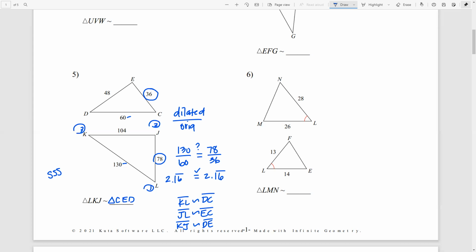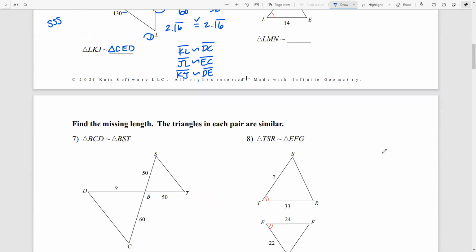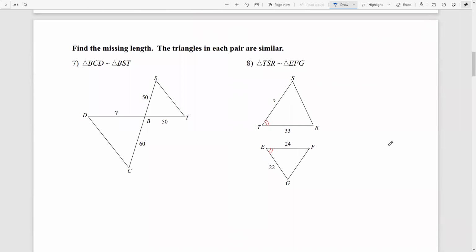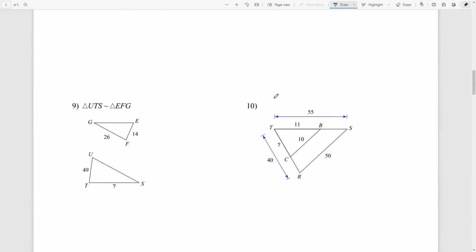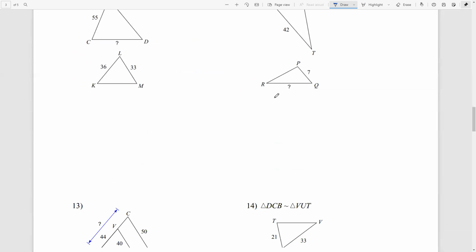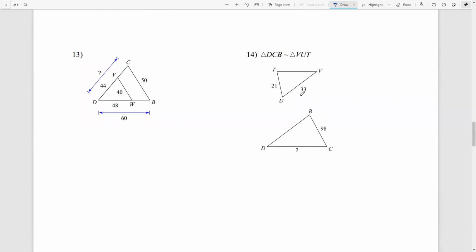Let's also practice with our next portion here. It says to find the missing length, the triangles in each pair are similar. So we've already been told that these triangles are similar. There's no guessing anymore. We just have to find the missing length. So let's look at some of the ones that are probably a little harder here, where we might have to guess. So let's try out numbers both 13 and 14 here.